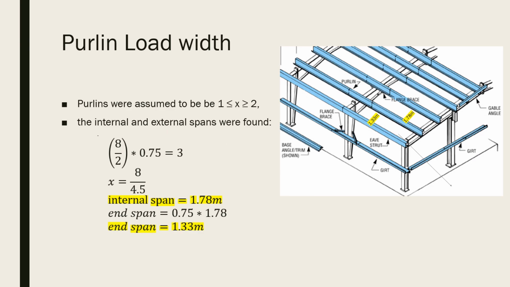The first step in purlin design is to find the purlin load width. This is important for finding all the dead loads. First of all, the internal and external spans were found. This is done using the following equation.